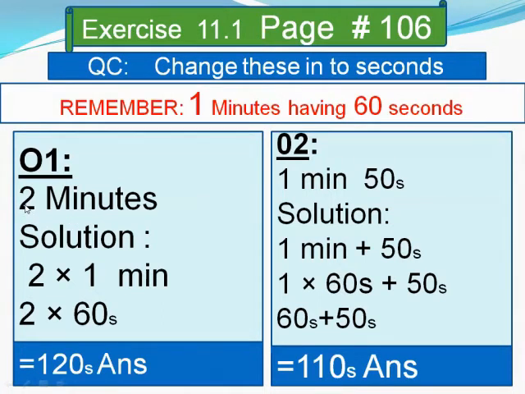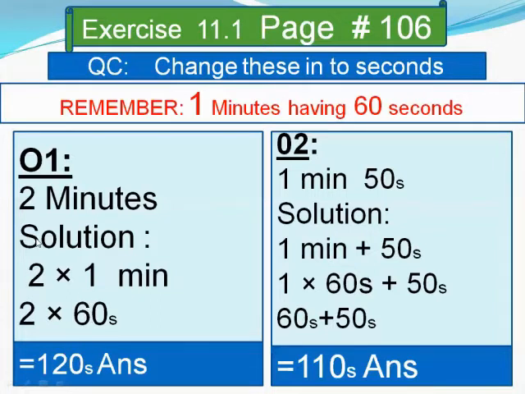The values are given here: 2 minutes. The whole value is given in minutes. Now see the solution. 2 multiplied by 1 minute. How many minutes are here? 2. And we multiply because the question asks to change into seconds, so 1 minute has how many seconds? 60 seconds. 2 minutes is showing, so we multiply 60 seconds by 2. 2 times 60 is equal to 120 seconds.